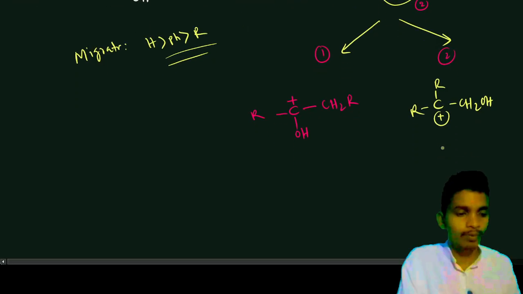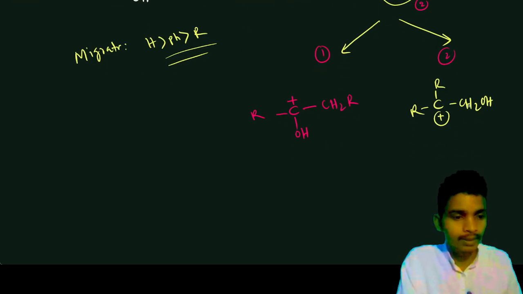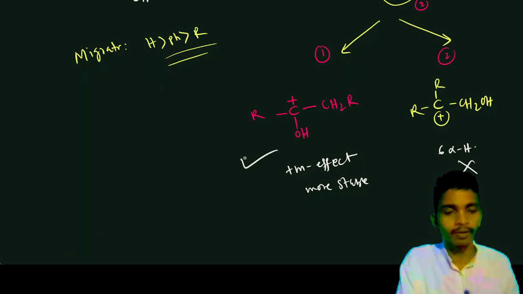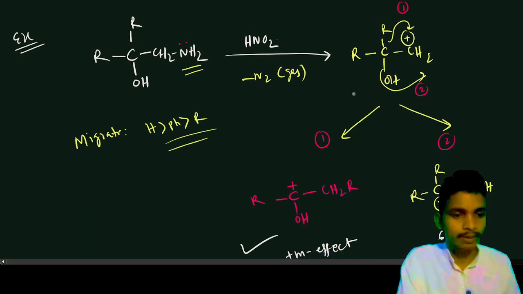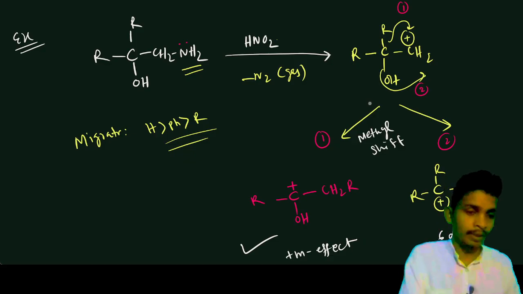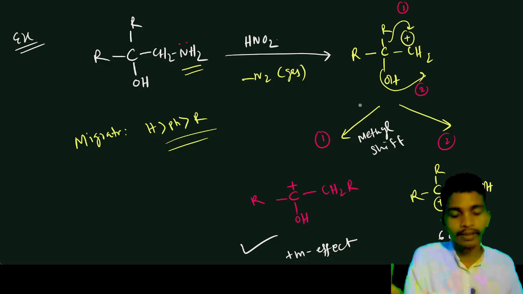So which carbocation is more stable? Here this carbocation is stabilized by 6 alpha hydrogens because R means CH3. But here that carbocation is stabilized by the positive charge effect. So now you tell me which is more stable. This is the more stable one, so the methyl shift will occur. Migratory aptitude is nothing but shifting in both cases and seeing which is more stable, that will form.